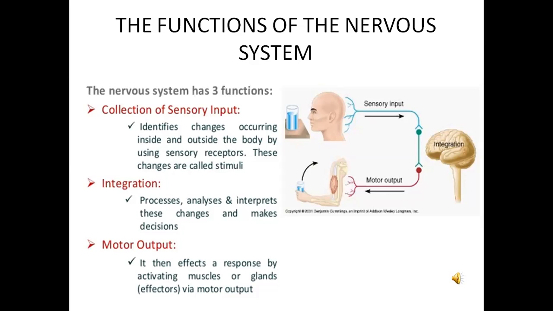So sensory input, the conduction of signals from sensory receptors. Next, integration, the interpretation of the sensory signals and the formulation of responses. Motor output, the conduction of signals from the brain and spinal cord to effectors such as muscle and gland cells.